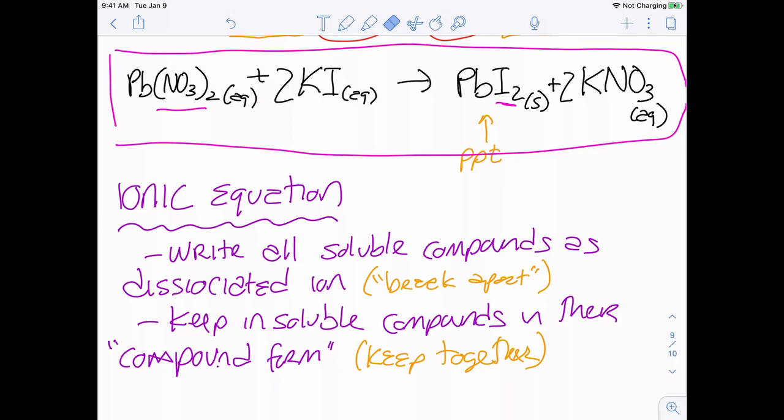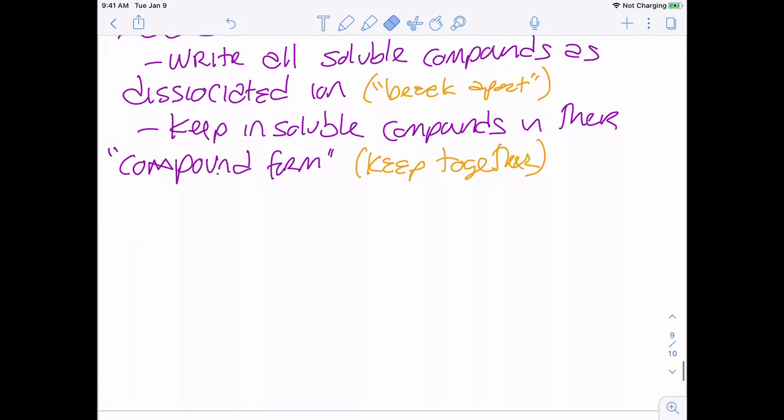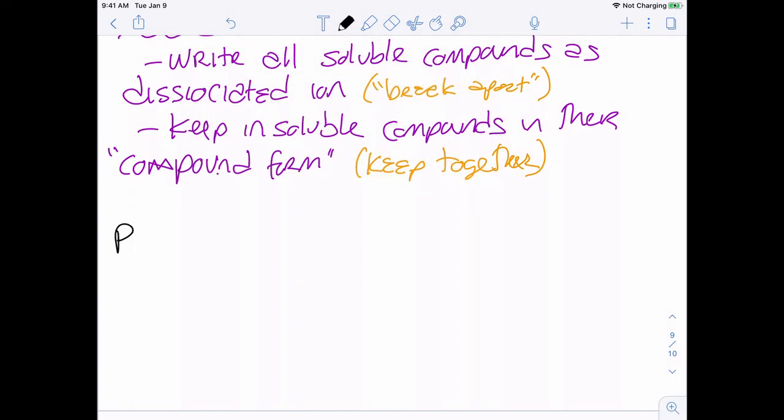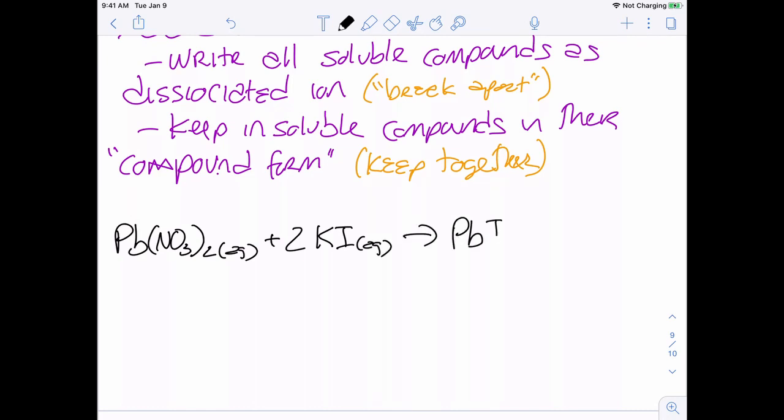So when I scroll, I'm actually going to run out of room. So I'm just going to rewrite our equation down here so we can have everything in one spot. So just give me half a second. So we had lead nitrate, lead 2 nitrate, which was aqueous. We had 2 moles of potassium iodide, which was also aqueous. We formed lead 2 iodide, which was solid, plus we had 2 moles of potassium nitrate, which was aqueous. So again, this is my just regular equation.